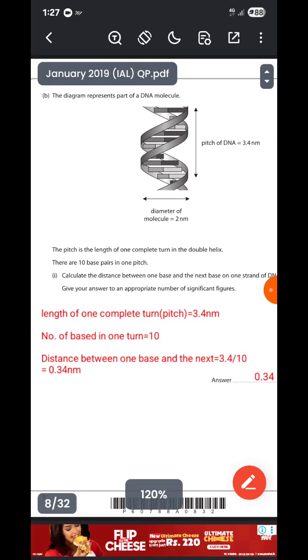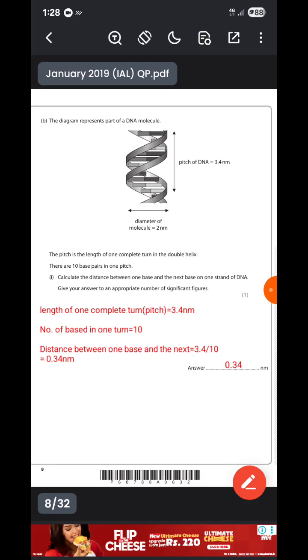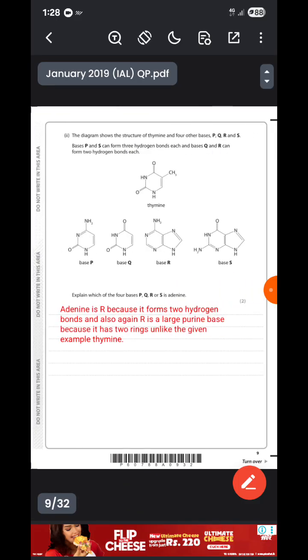So the length of one complete turn or pitch is 3.4 nanometers. The number of turns is 10. That means the number of bases in one turn is 10. So to find the distance between one base and the next base, we must divide 3.4 by 10. So then the answer is 0.34 nanometers. So that's the answer, for 1 mark.